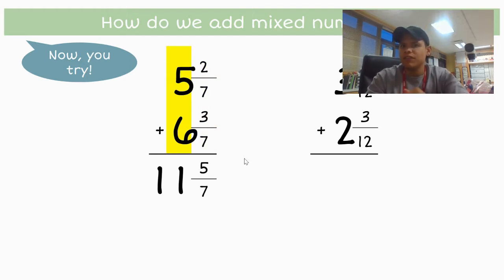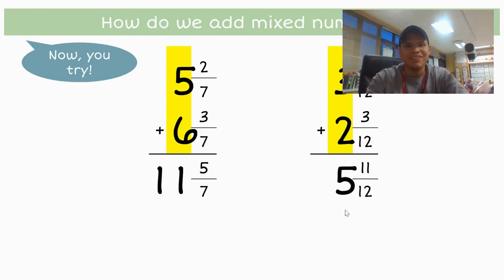All right. Hopefully by now you're getting the hang of this and you know how to do the next one. Let's add 3 and 8/12 plus 2 and 3/12. First thing we need to do is add our fractions. So 8/12 plus 3/12 gives us 11/12. Next, we add our whole number. So we have 3 plus 2, which gives us 5. So the sum of 3 and 8/12 plus 2 and 3/12 is 5 and 11/12.